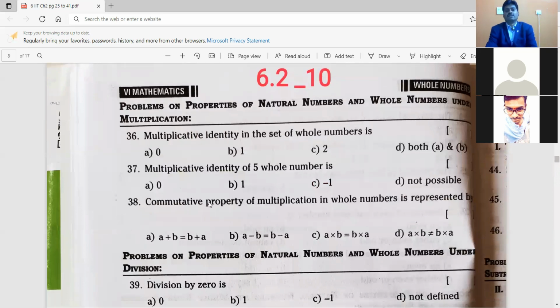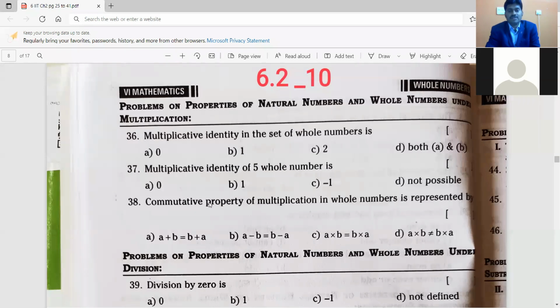Multiplicative identity in the set of whole numbers. Multiplicative identity means if we multiply a number to the given whole number, the value should not be changed. Which one? Obviously 1. 1 into 2 is equal to 2. 1 into 100 is equal to 100. 1 into 0 is equal to 0. So the answer is B. Multiplicative identity in the set of whole numbers or natural numbers, both are the same.